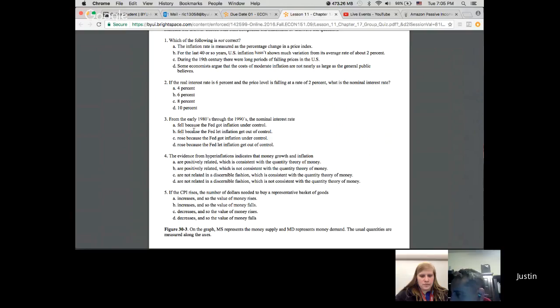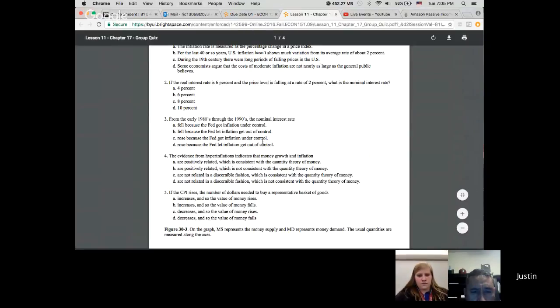From the early 1980s through the 1990s, the nominal interest rate. I got A. I also got A. Was this just in the book? Yeah. I didn't write the page numbers down this time, but basically, if you don't get inflation under control, it would have just kept going and going. And we would have seen hyperinflation, but the nominal interest rate will just keep shooting up.